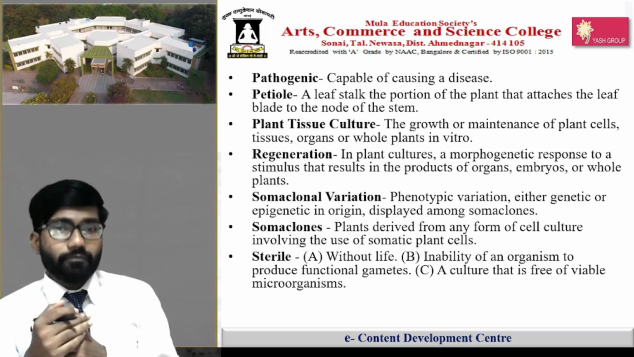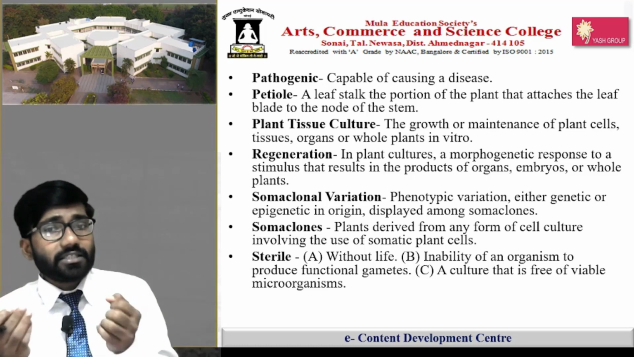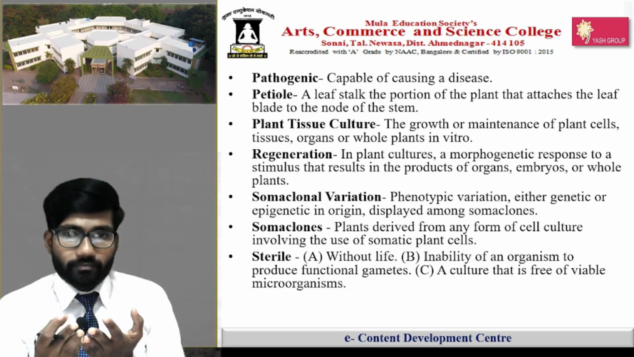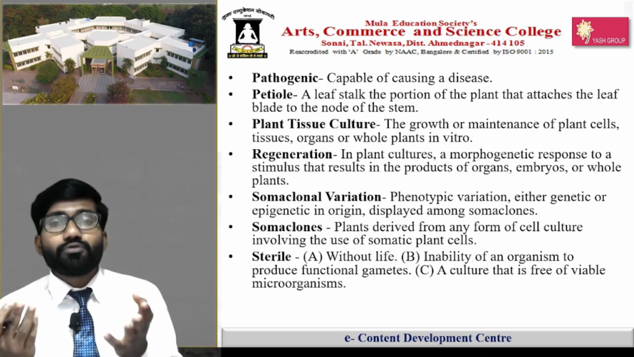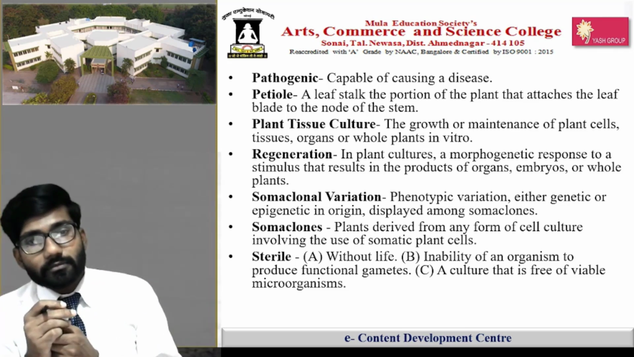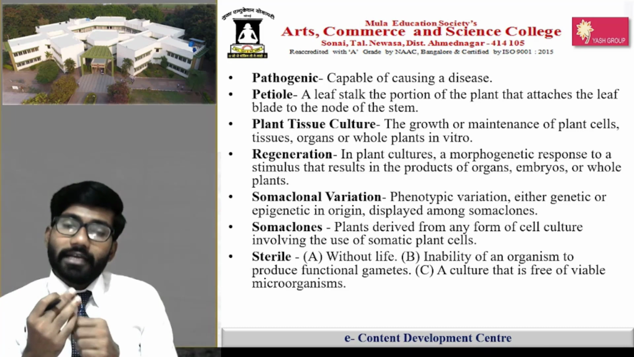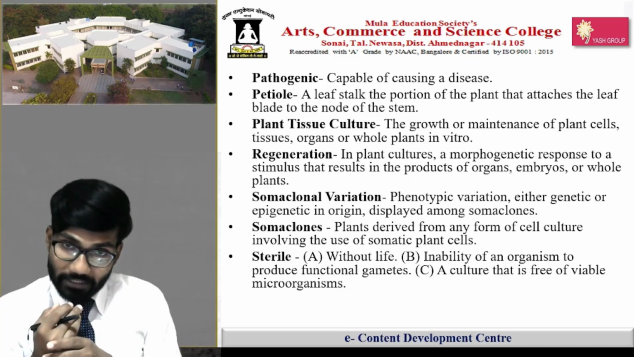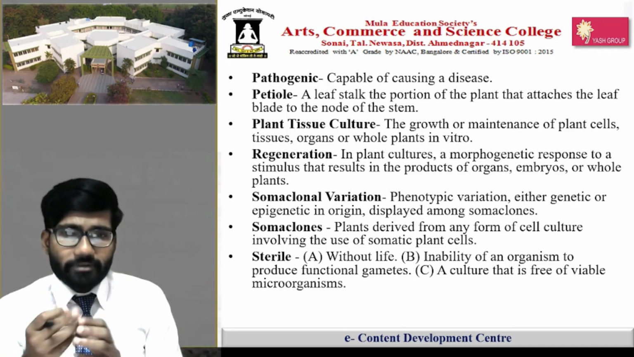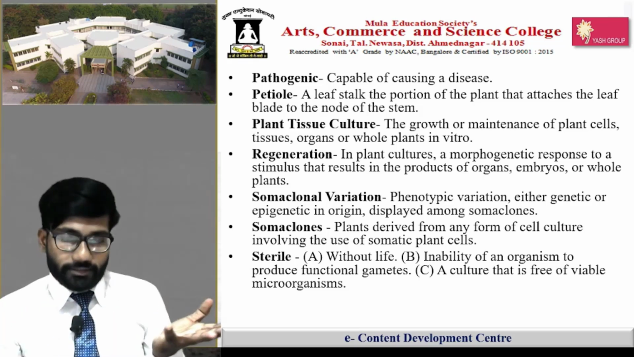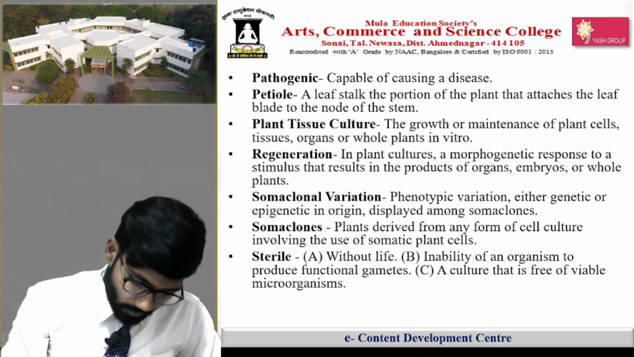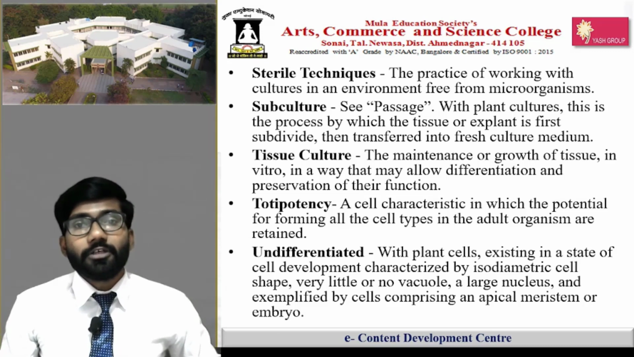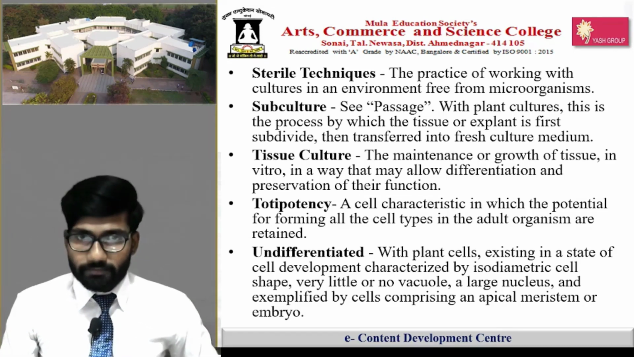Sterile. First one is without life. Sterile means without life. Second one is the inability to produce offspring or functional gametes, meaning those organisms do not produce functional gametes for reproduction. What is a sterile organism? A culture that is free of viable microorganisms is also called a sterile environment. So sterile environment means free from microorganisms. Okay. So let's see sterile technique, a practice of working with culture in an environment free from microorganisms.